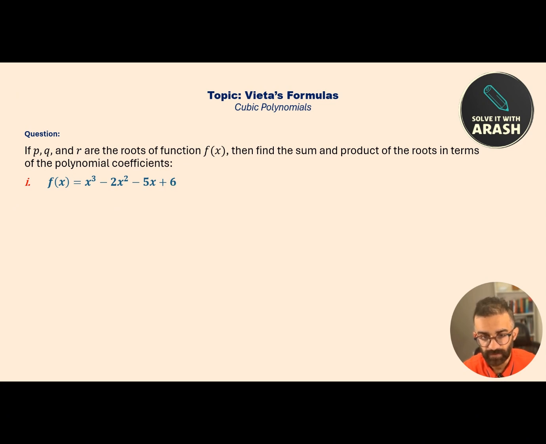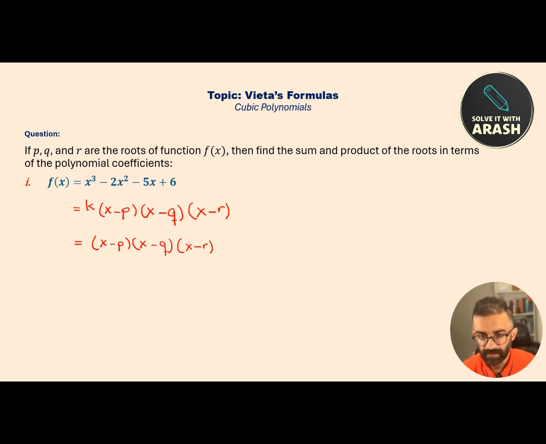Using the factor theorem, we can write the function as k times (x minus p) times (x minus q) times (x minus r). Since the leading coefficient is 1, then k is 1. So (x minus p)(x minus q)(x minus r) is f(x) in factored form.